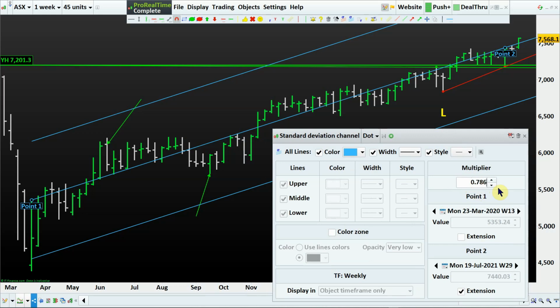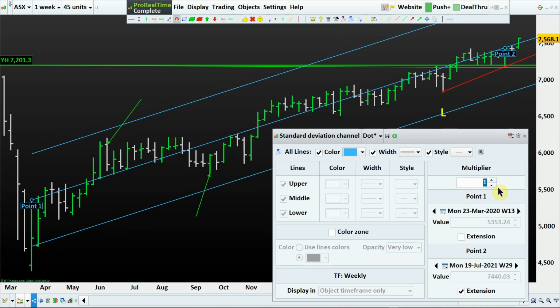You can test it with 1. Let's try with 1. Configuring the channel, I have made it from 1.272 to 1. Now is it touching? Still not. Still not. So what is the next lower Fibonacci?